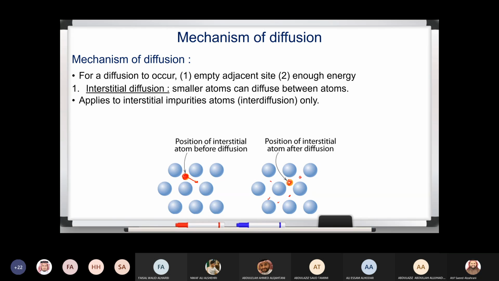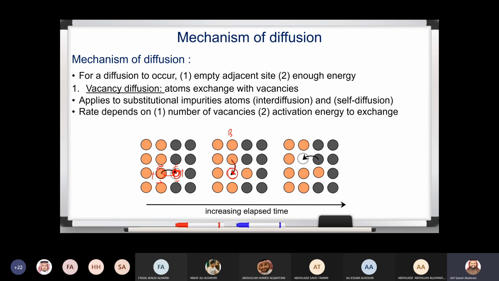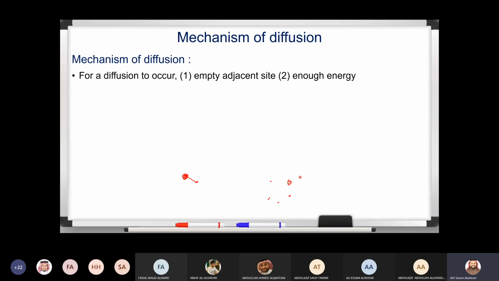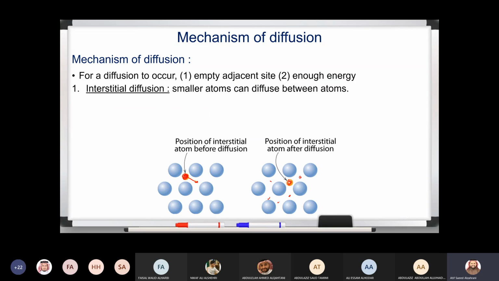Okay. So now my second question, okay? First of all, remember, Shabab, we said that there are two rules: an empty adjacent site and enough energy. Now let me ask you, do you think the rate of interstitial diffusion will be higher or lower than vacancy diffusion? I mean, how fast is this happening?